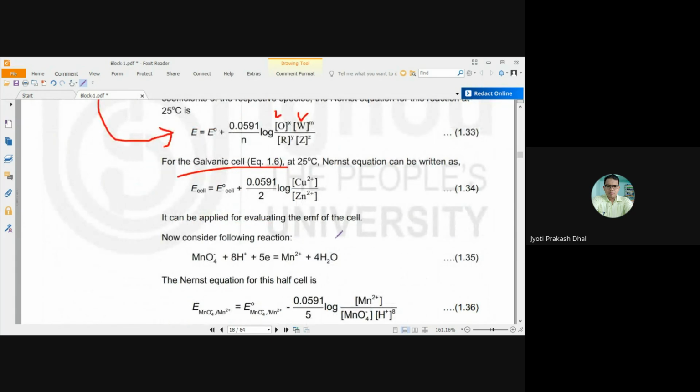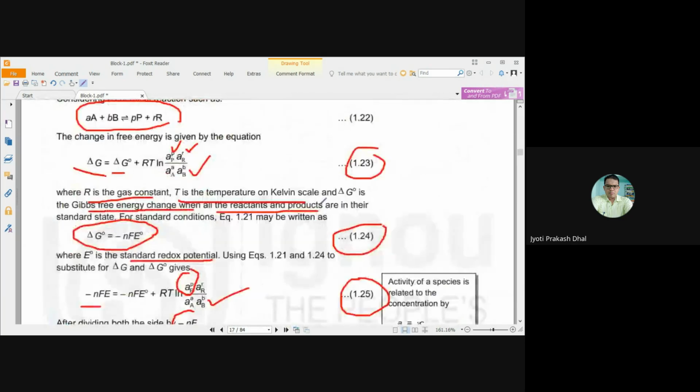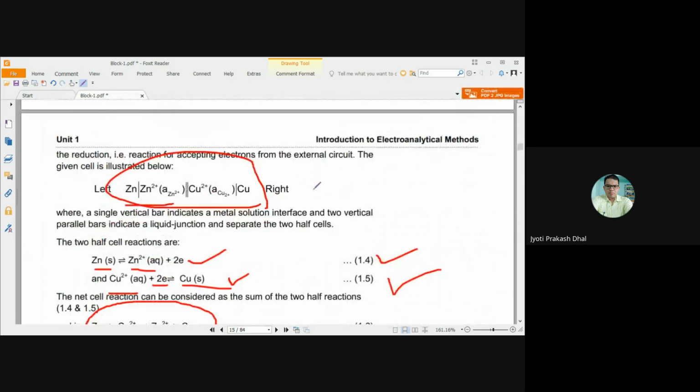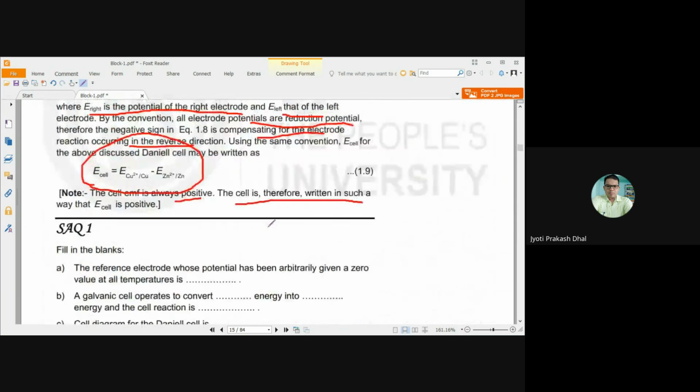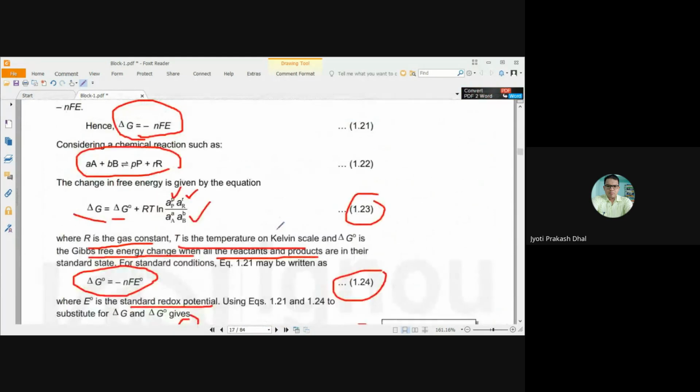So, what we have discussed in the copper zinc cell at 25 degrees Celsius, the Nernst equation can be written like this: E cell equals E naught cell plus 0.0591 divided by 2. So why 2? Because in the chemical reaction you can see 2 electrons are transferred. Now coming to the Daniel cell, in this overall reaction, 2 electrons are transferred from the zinc metal to the copper 2 plus ion. So the zinc metal will be converted into Zn2 plus, and the copper 2 plus ion will be converted into copper metal. As 2 electrons are transferred, in place of n we can write 2.